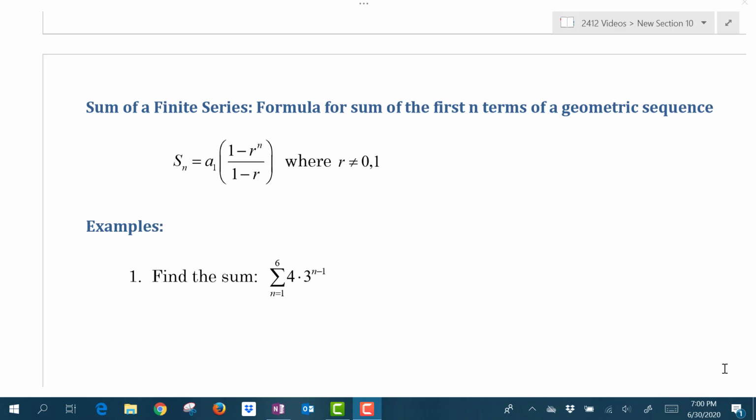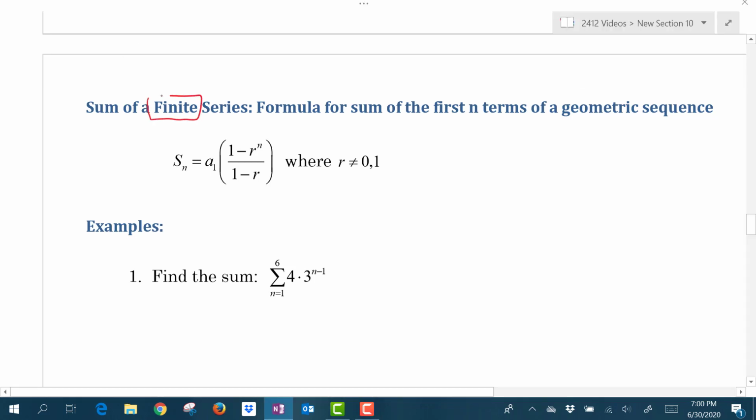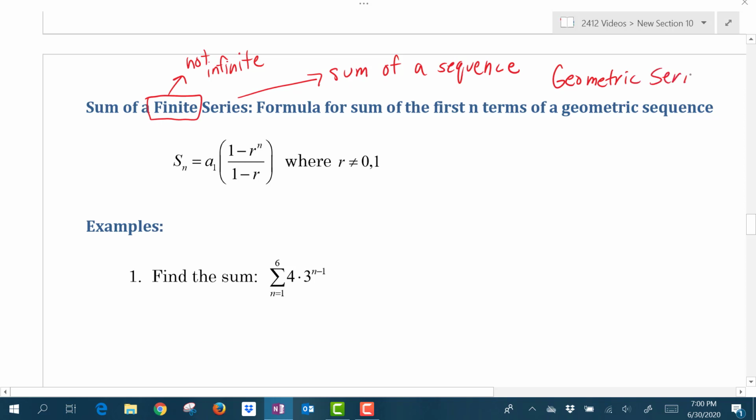In this video, we're going to look at finding sums of geometric sequences. So we're first going to start out by looking at sums of finite. Finite meaning not infinite. That means that we have a particular term that we're going to stop with. And series, the word series, means that we're talking about the sum of a sequence. So if we're specifically talking about a geometric sequence, then the sum of the terms of a geometric sequence would be called a geometric series.